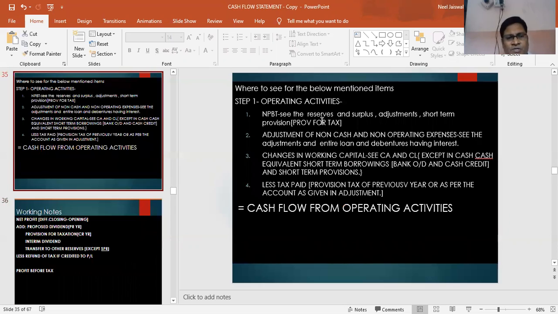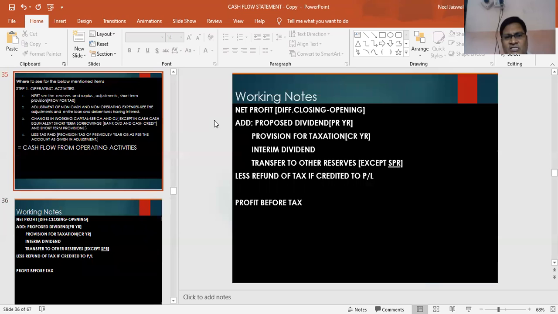So we have to now calculate net profit before tax. For net profit before tax, we need to see surplus, adjustments, or short-term provisions as given in the sum. If a balance sheet is given, we will see reserves and surplus. We will see short-term provisions, and from that part we will get provision for tax, and adjustments, if any, we will see.